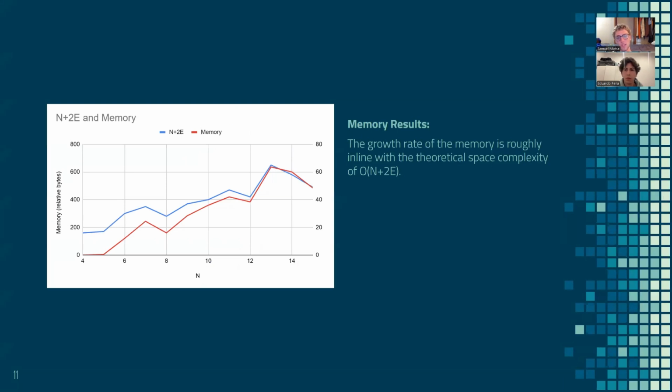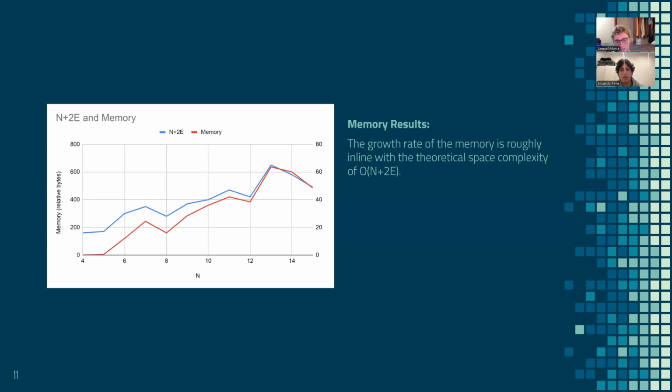Our theoretical space complexity is n + 2e because we're storing 1 color for every node, and we're storing all the edges twice because each node stores the one that it's connected to. On the left, you can see the relative bytes of the memory used by the program, and on the right, we also have the n + 2e.